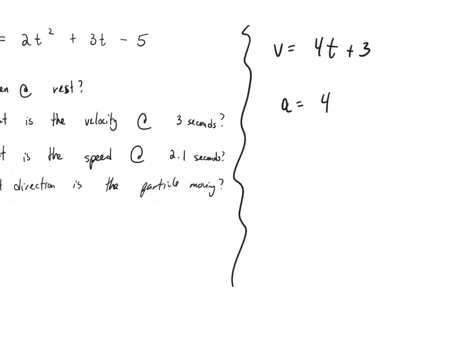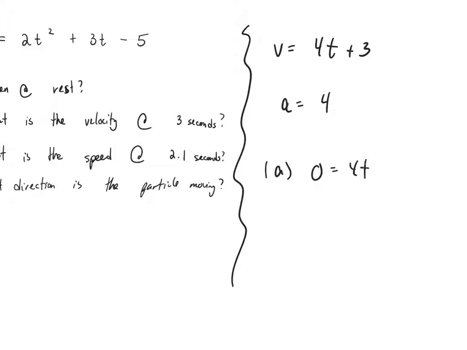All right, so the first question, part A, how would I go about that? I said 0 equals 4t plus 3. Good, because we want to know when it's at rest. And when you're at rest, what's your velocity? It is 0. Very good. So 0 for part A.